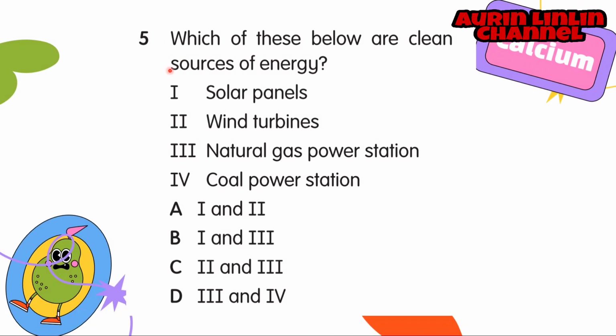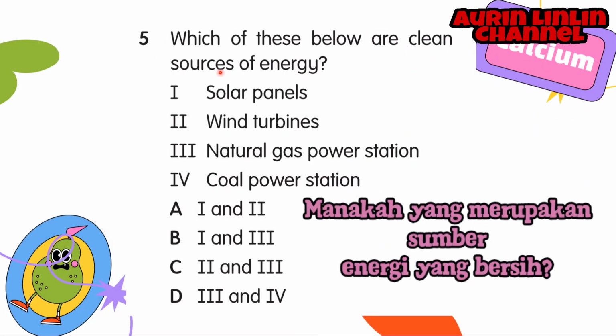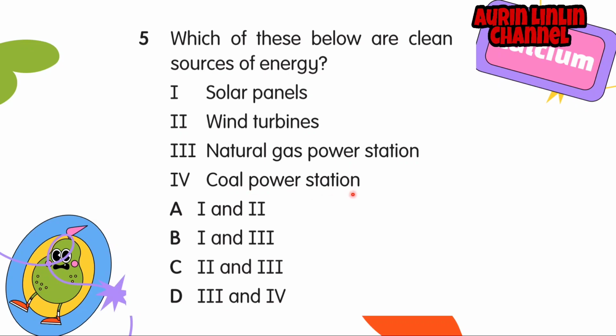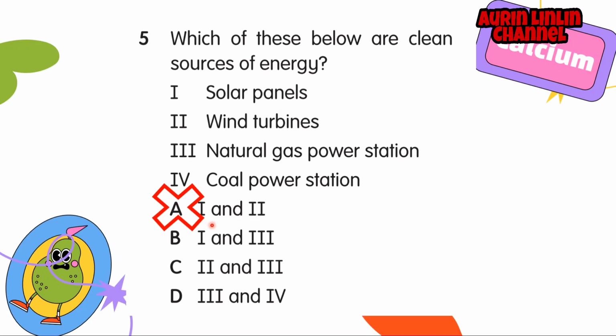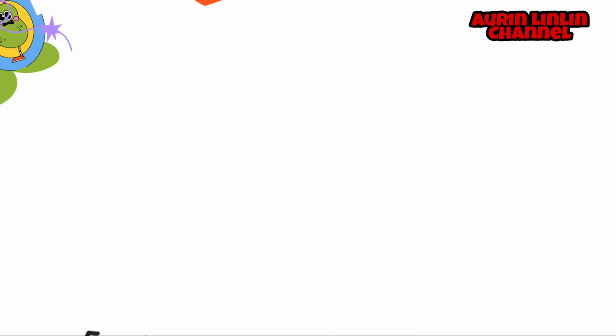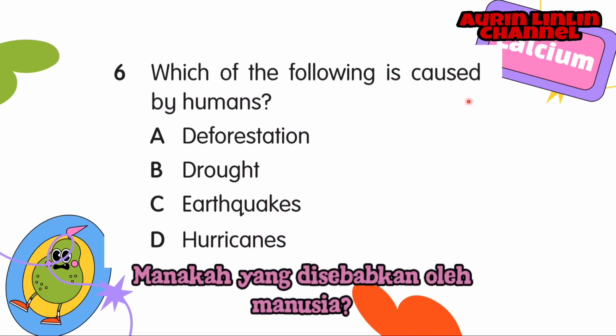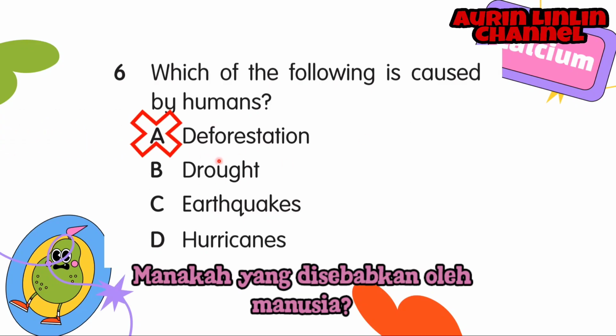Number 5. Which of these below are clean sources of energy? 1. Solar panels. 2. Wind turbines. 3. Natural gas power station. 4. Coal power station. And the answer is A, 1 and 2. Number 6. Which of the following is caused by humans? And the answer is deforestation.